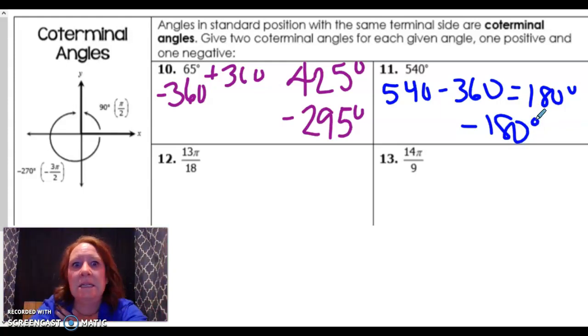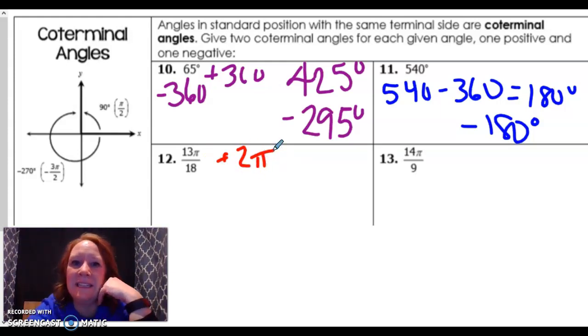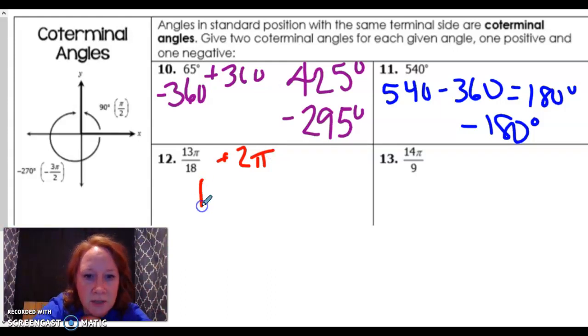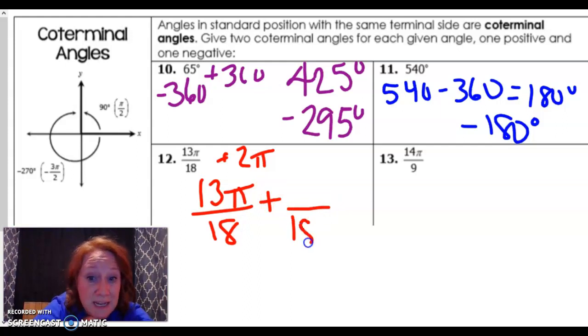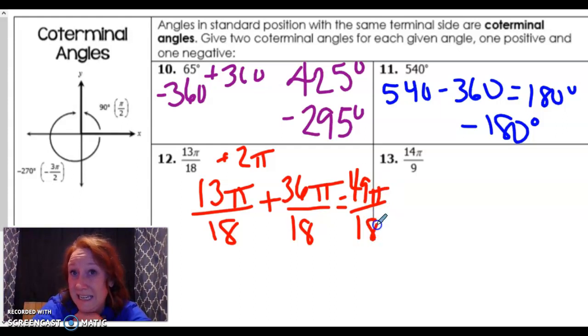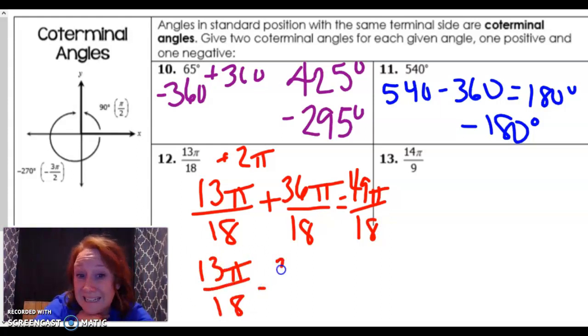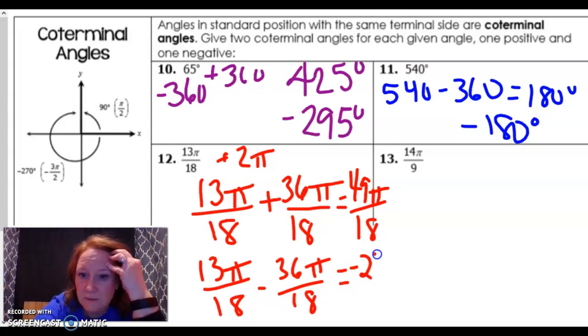All right, this next one is in radians because it's got the pi in there. So what I know is that I would add 2 pi. However, adding 2 pi to 13 pi over 18, I just got to think a little bit about fractions. In order to add, I've got to have common denominators. So 2 pi means I would have 36 pi over 18. If you don't see it, just take a moment. That gives me 49 pi over 18. I could also go backwards, minus 36 pi over 18. So the negatives win by 23. So negative 23 pi over 18.